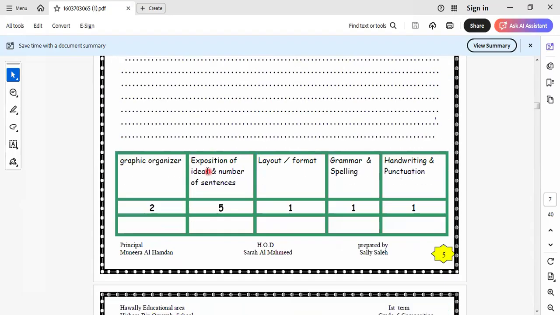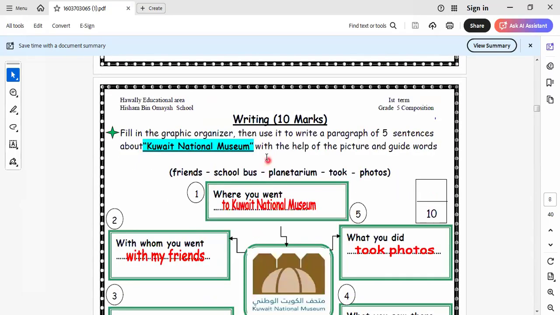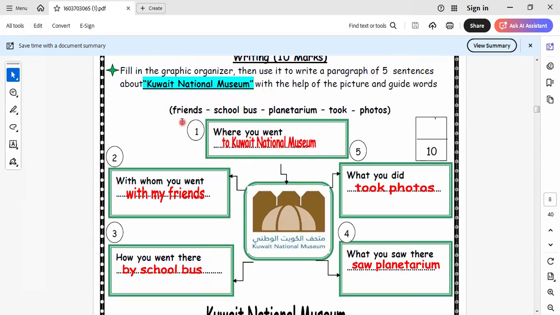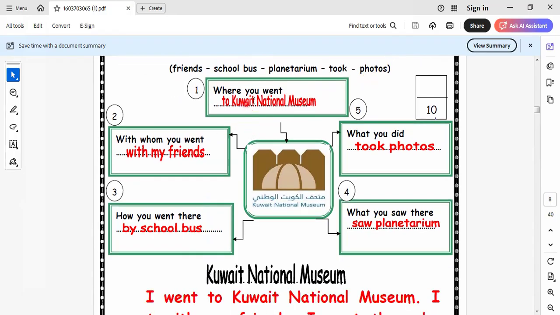Let's go to another one, which is the Kuwait National Museum. Here we say French, schoolhouse, planetarium. A planetarium is a place that is related to the solar system. Okay, took photos. Here we say we went to the Kuwait National Museum.